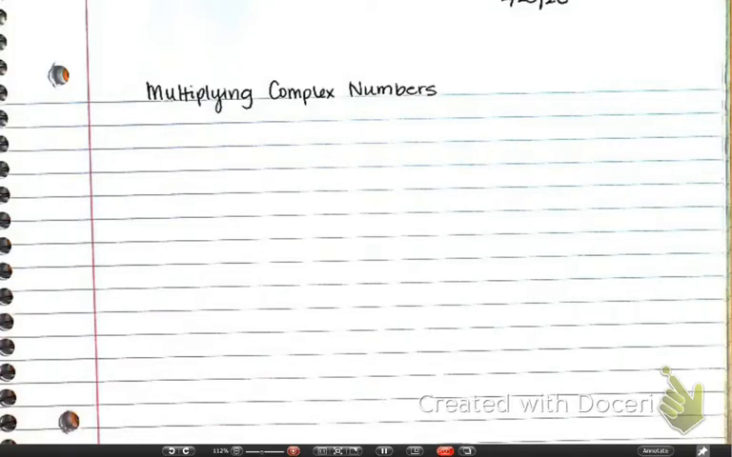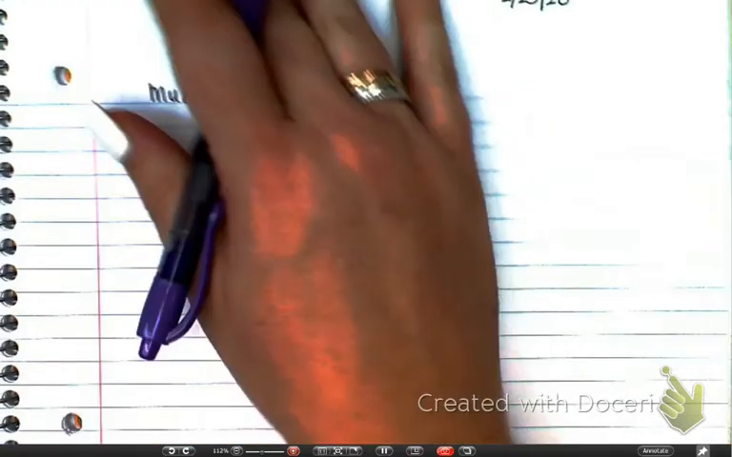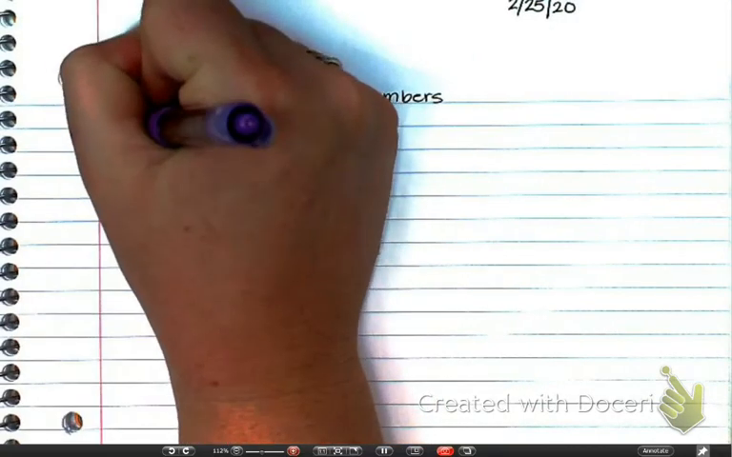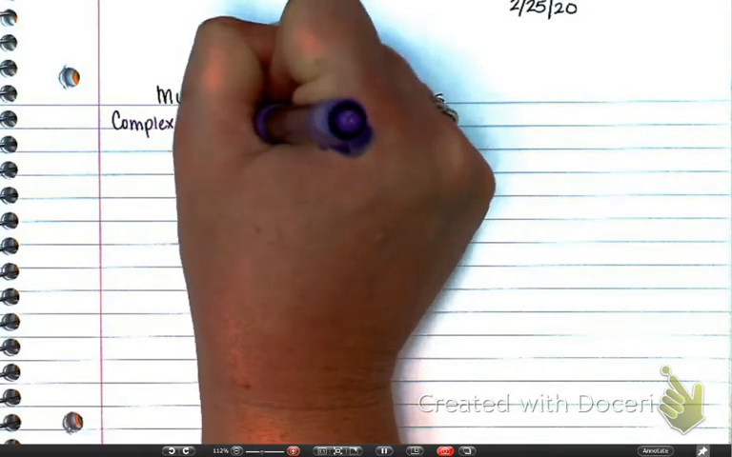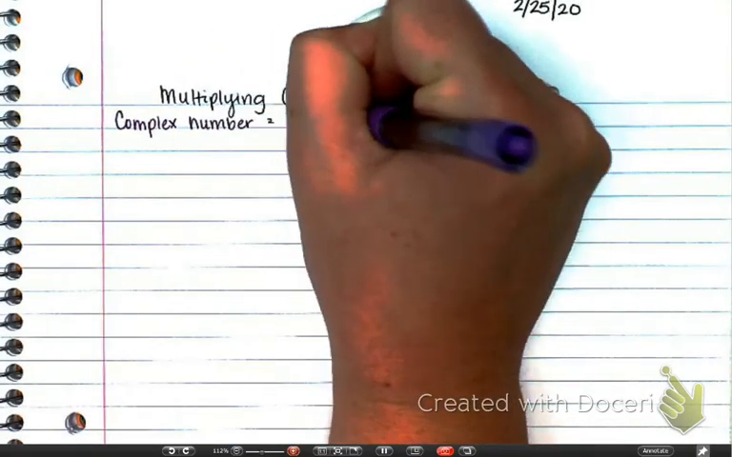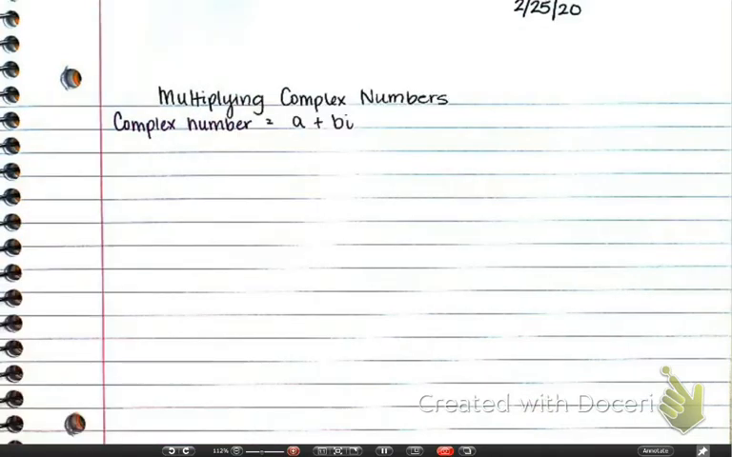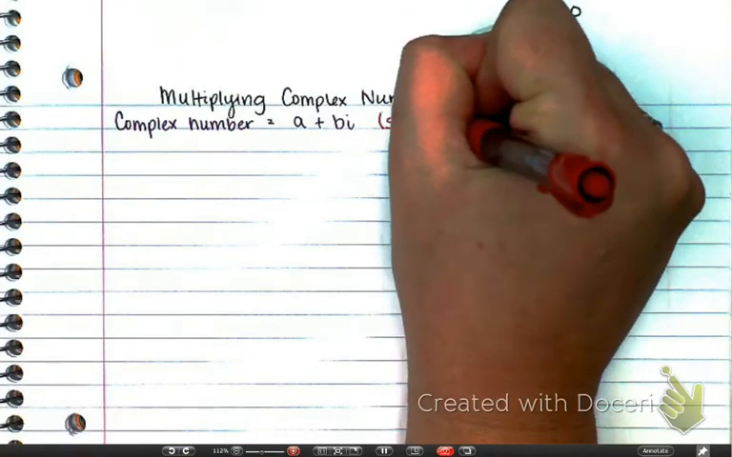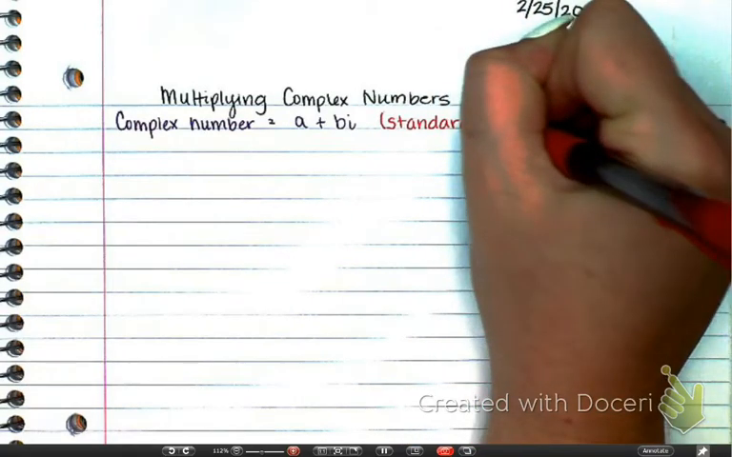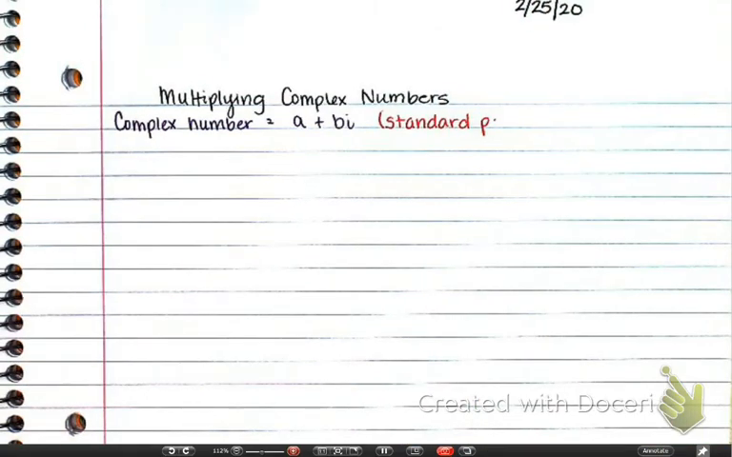Multiplying complex numbers. So let's start with, what is standard form for a complex number? A plus BI. Okay, standard form for a complex number is A plus BI.